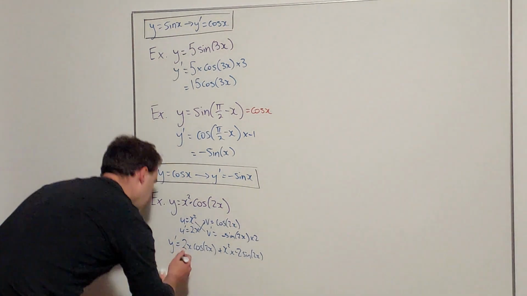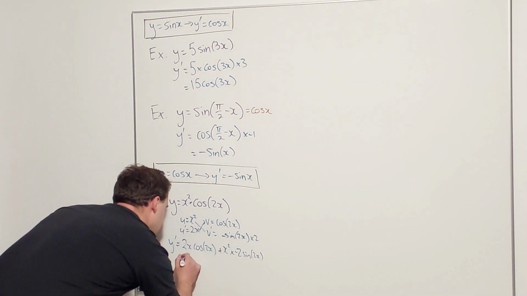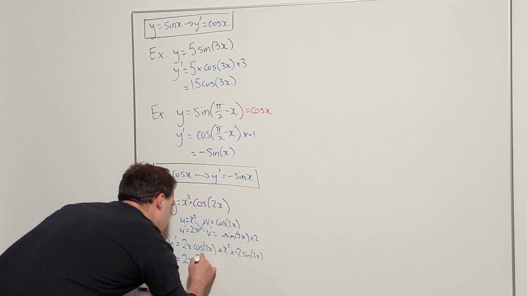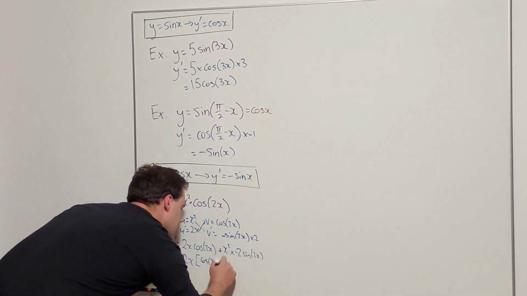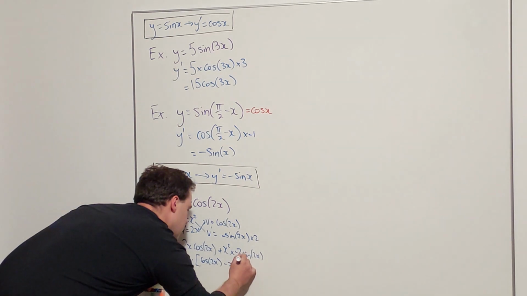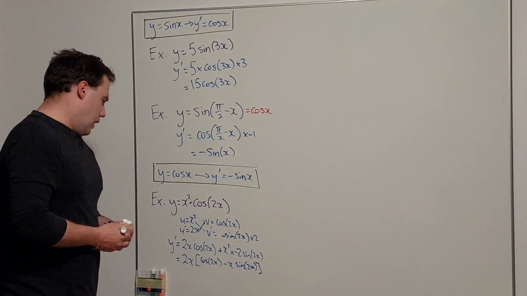Alright, and it might be worth noting that we've got a common factor of 2x. We can take out both of these terms. So we've got 2x outside of cos 2x minus another x sine 2x.